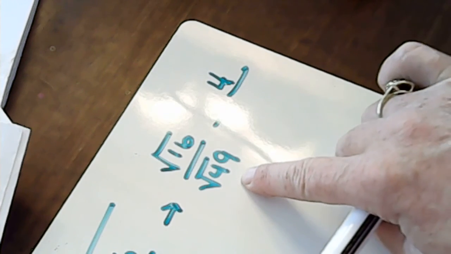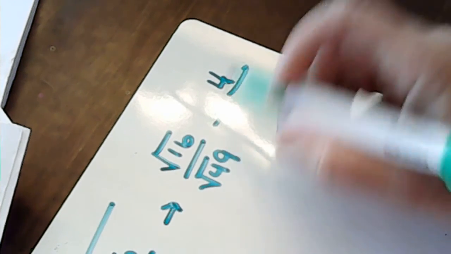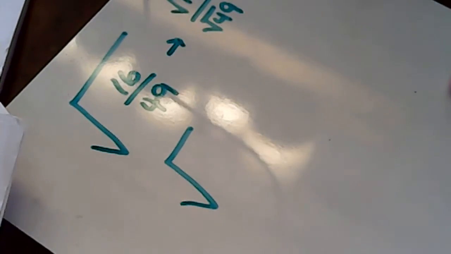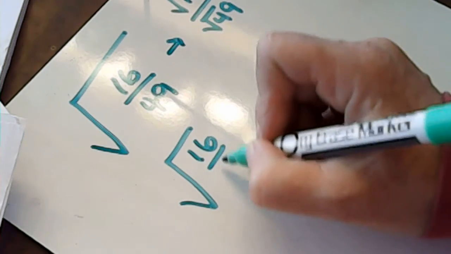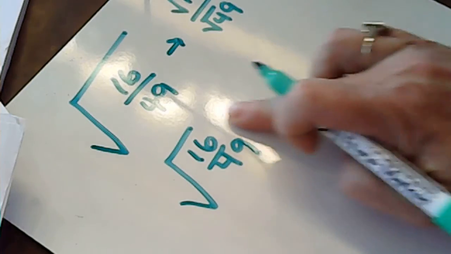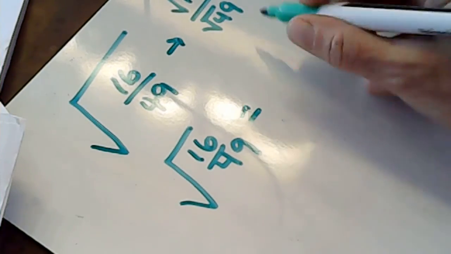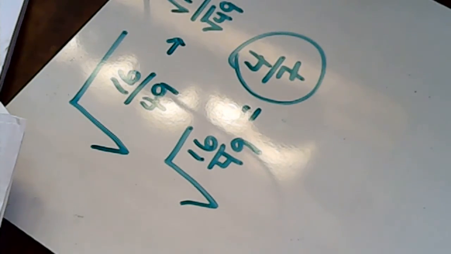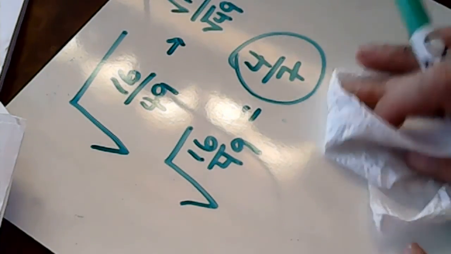What number squared gives me 49? Well, hopefully you can see that. And that's 7. So my final answer to 16 49ths is, and I'll say equals 4/7. There's my answer. Okay, and it is absolutely the same with those cube roots.